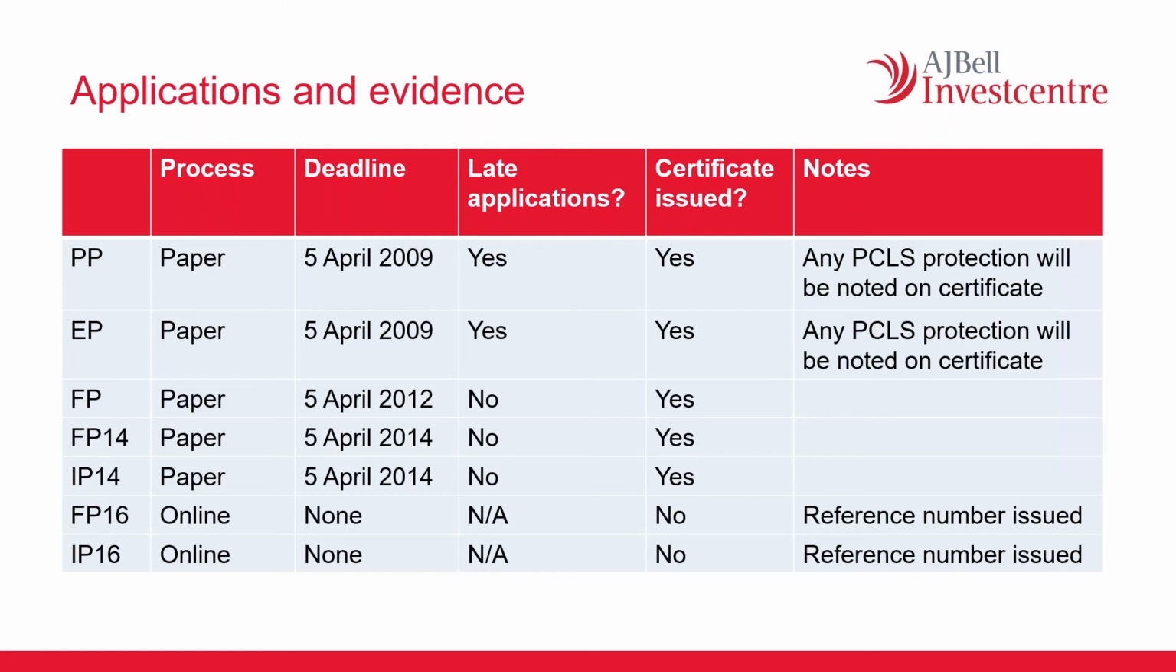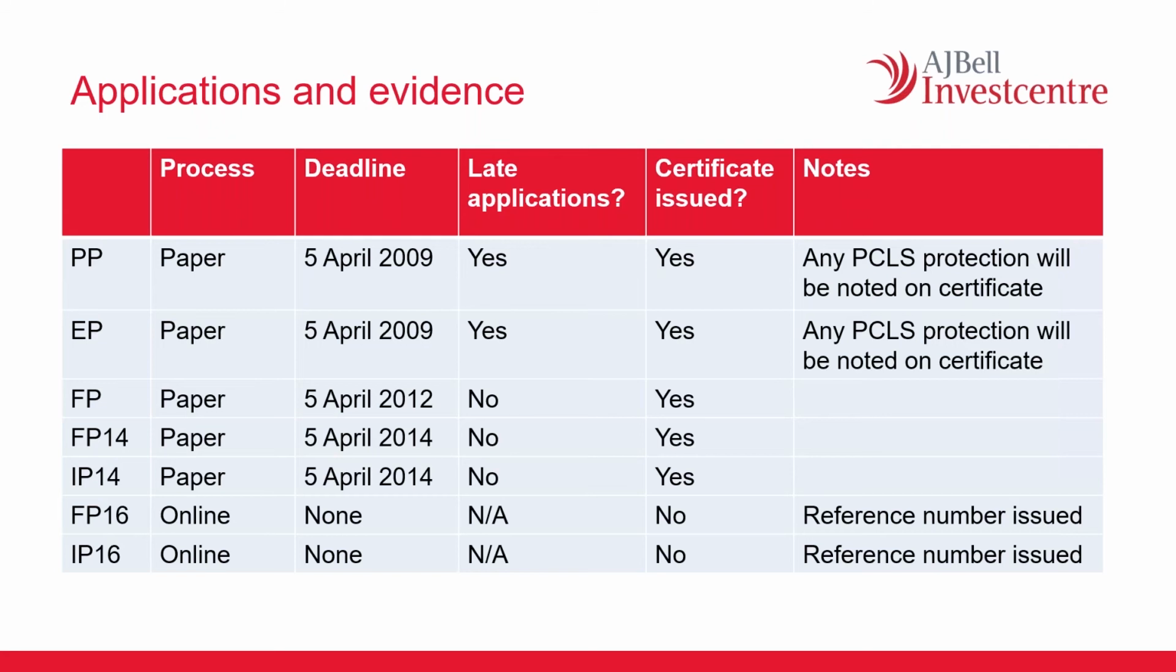For somebody that has fixed protection, say fixed protection 14 with individual protection 14 dormant, it doesn't actually state that on the certificate. They've done it slightly differently. It will just say fixed protection, but HMRC will have a record of it. So if you revoke that fixed protection, they will then send you a new certificate stating that you have individual protection.